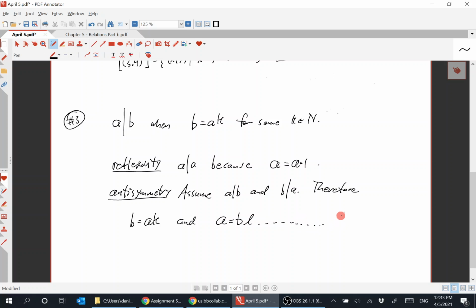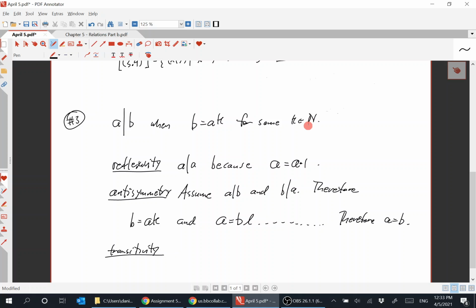So blah, blah, blah. Therefore, A equals B. Right? And then show transitivity. And that shows that this is a partial order on the set of natural numbers.